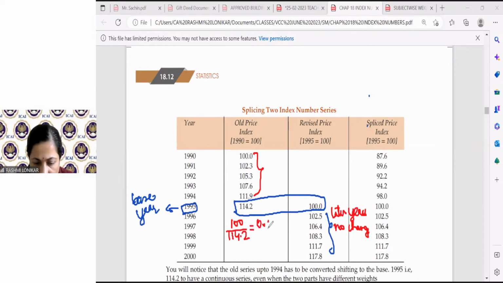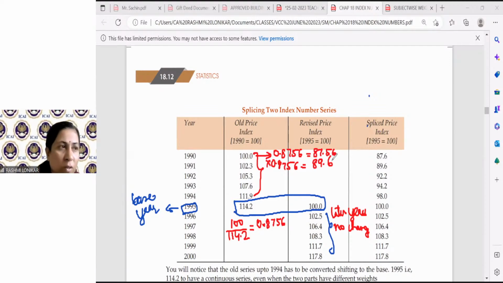This is 0.8756. Okay. Now this 0.8756, I will multiply with each of them. So 100 into 0.8756 gives me simply 87.56. That I know. 102.3 into 0.8756 will now give me 89.6. Okay, and so on and so forth.